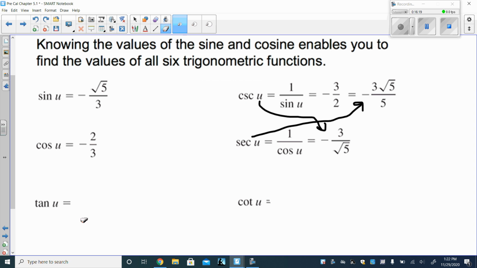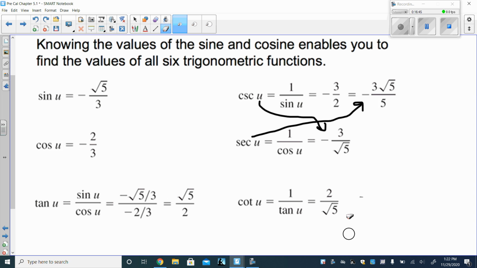Now tangent is going to be sine over cosine. So negative square root of 5 over 3 over negative 2/3. Now if we type this into the calculator and simplify, we'll get square root of 5 over 2. And the same thing is true with cotangent, or really we can take 1 over tangent, just flip tangent. So we know tangent's the square root of 5 over 2. If we flip it, we get 2 over the square root of 5, and we could plug that into a calculator and simplify and get 2 square root of 5 over 5.